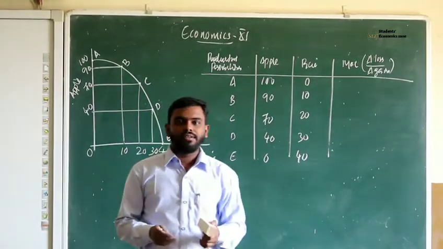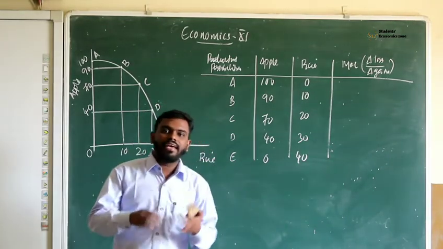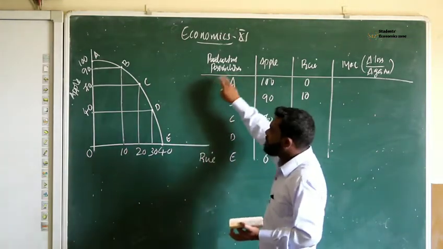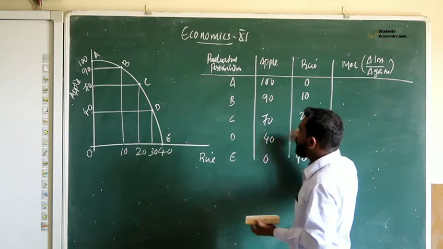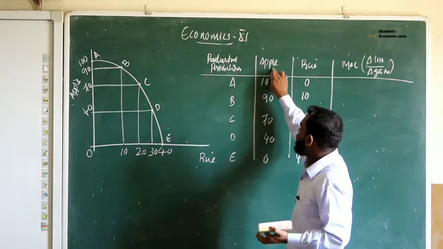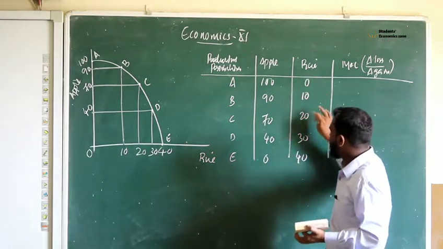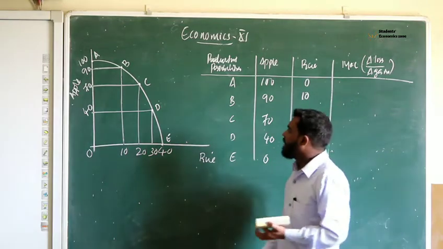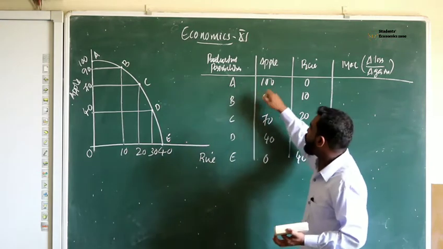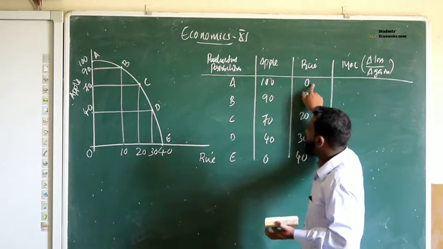Now we can examine the concept of opportunity cost as well as marginal opportunity cost with the help of the production possibility curve. Okay, so what is this production possibility schedule? First one, that is production possibilities A, B, C, D, E. Then apple 100, 90, 70, 40, 0 and rice 0, 10, 20, 30, 40. So at point A, the economy is fully utilizing its resources for the production of apple only. So at that time they can produce 100 units of apple, so rice will be 0.